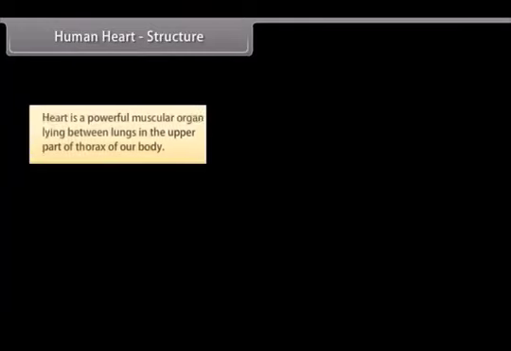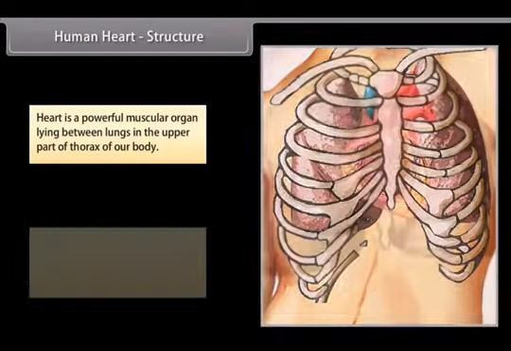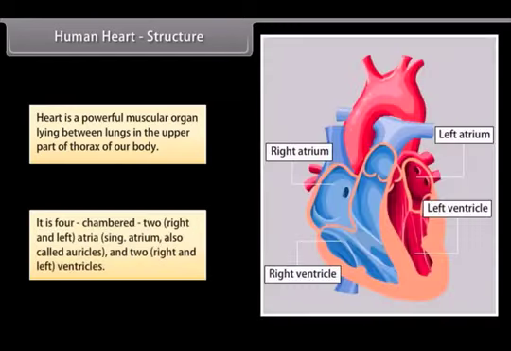Human heart. Structure. The heart is a powerful muscular organ lying between the lungs in the upper part of the thorax of our body. It is four-chambered: two atria, right and left, also called auricles, and two ventricles, right and left.